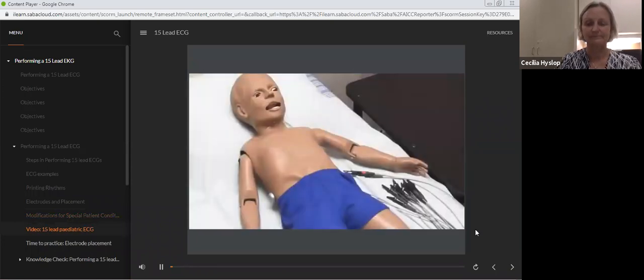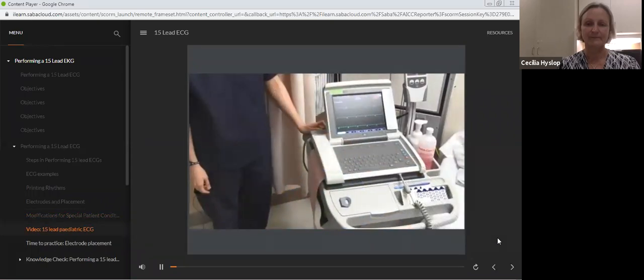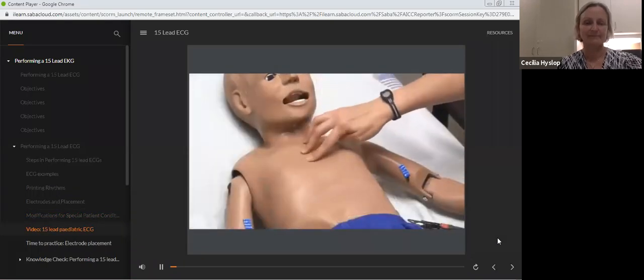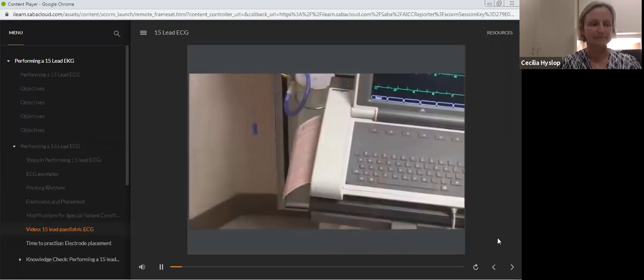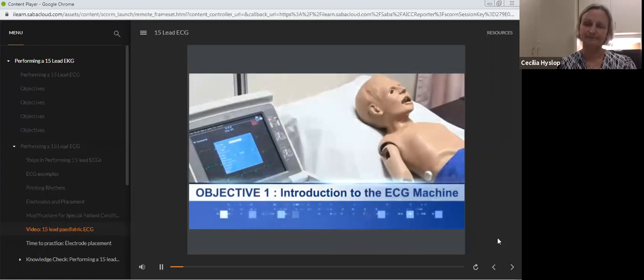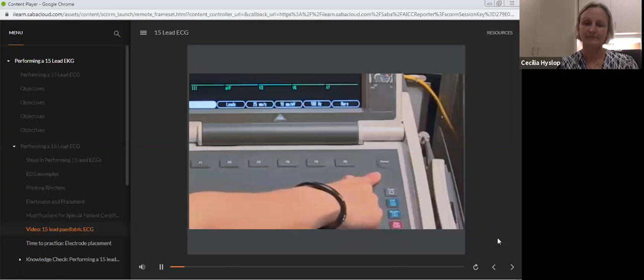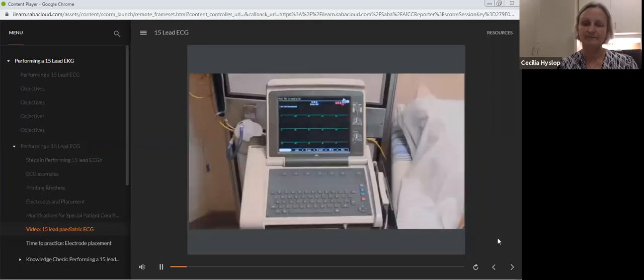Today we are going to show you how to perform a pediatric ECG. First, we'll show you how to use the ECG machine, then how to place the leads across the chest, and then finally we'll show you how to print and transmit the recording. When you first press the power key, the pediatric ECG will display on the screen.